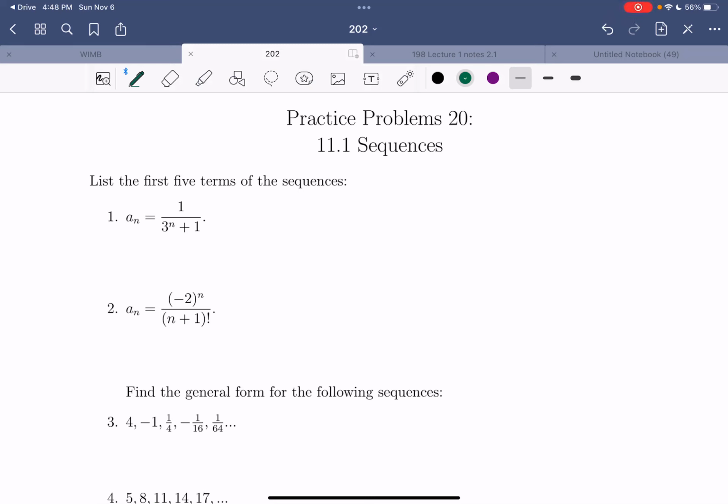Hi all. I apologize for not being able to be there tomorrow, but I wanted to go over these practice problems with you because from what I was seeing you guys work in class, there are some things that we need to clear up. Okay, so let's go over these practice problems from 11.1 in detail.